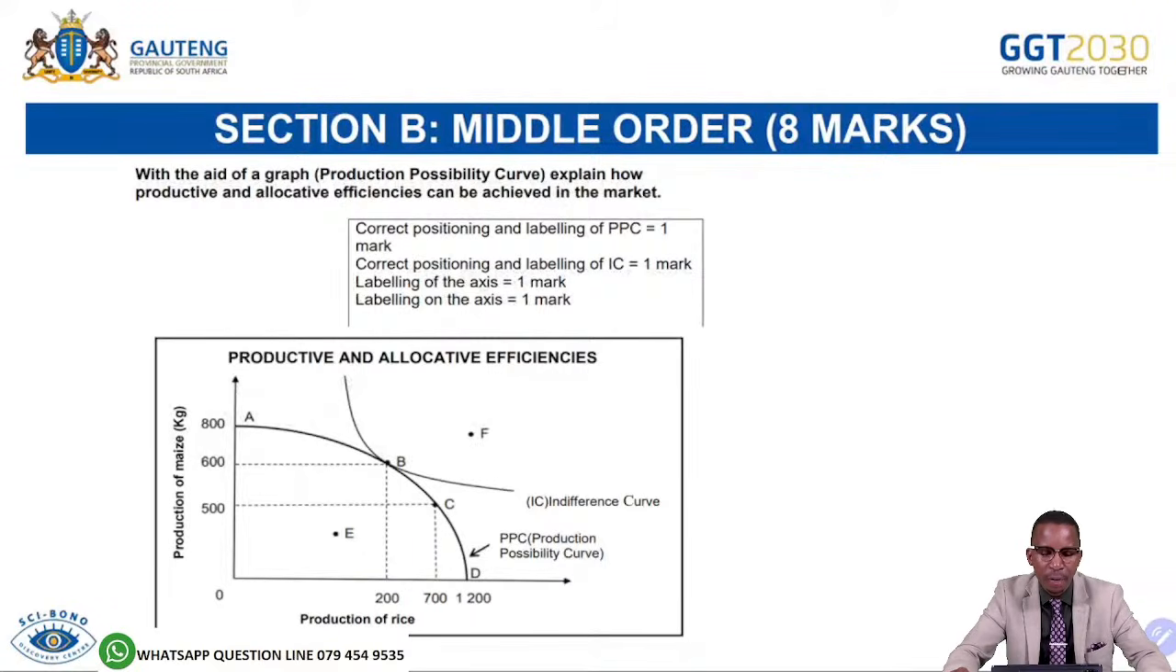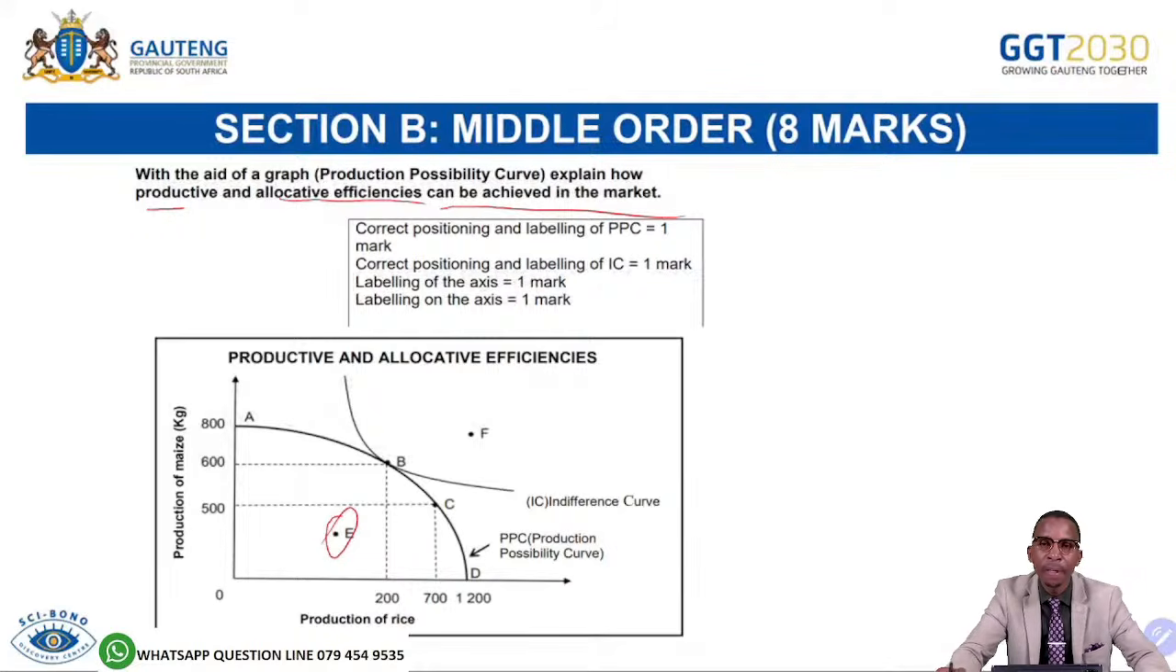So with the aid of a graph, we have to draw here the PPC. Explain how productive and allocative inefficiencies can be achieved in the market. So here we have our PPC being illustrated. We have the point inside the PPC.